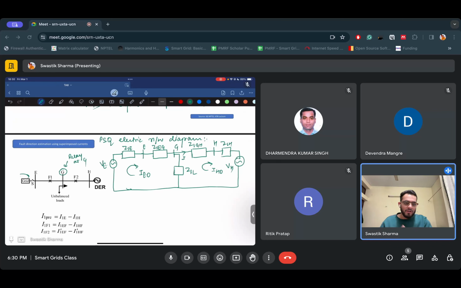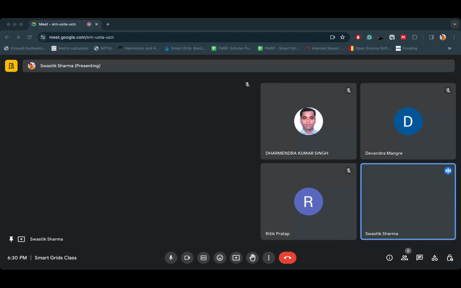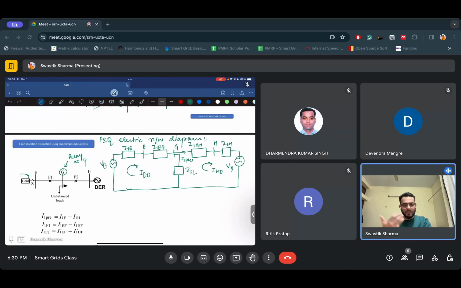So the pre-fault conditions, before the fault took place, let's call the current flowing between G and H I pre. It will also be positive sequence, since we are drawing a positive sequence network diagram. Let's call it I1 pre. So this is the pre-fault current component flowing between G and H.